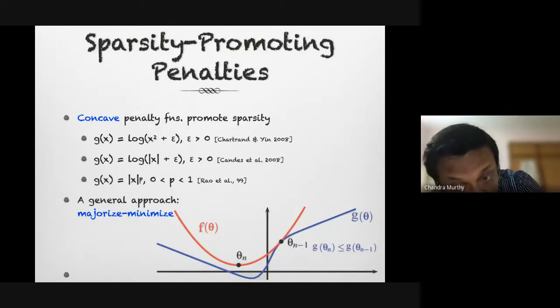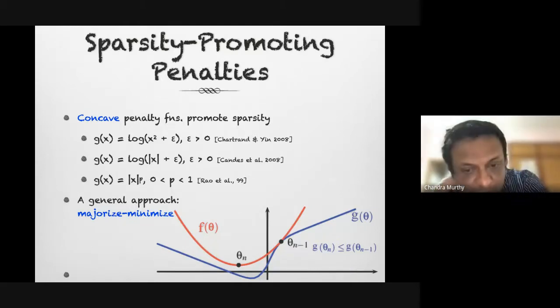What you do is at theta n minus 1, you construct a surrogate cost function f of theta. What is this f of theta? It is a function that you are sort of pulling out of a hat, and it satisfies two properties. One is that its value is equal to g of theta at theta n minus 1. So it meets g of theta at theta n minus 1. And it is an upper bound on g of theta for all other values of theta. So it sits above the graph of g of theta.